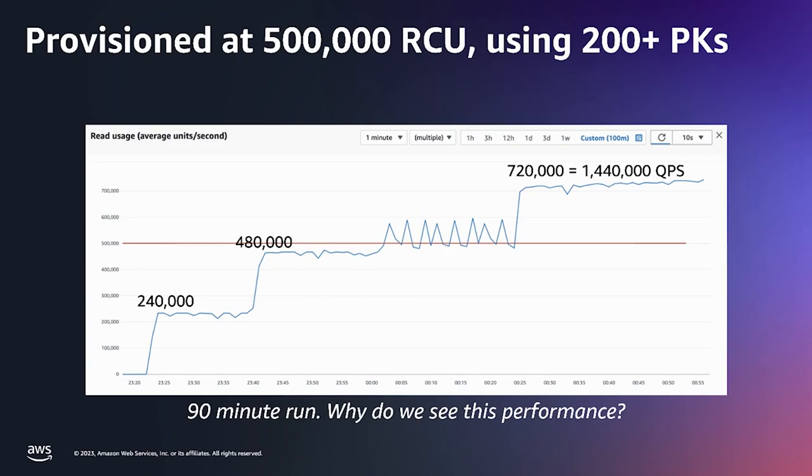Remember, you shouldn't plan for it. You ask for 500,000 RCUs, you get 500,000 RCUs. You do eventually consistent, we charge, you know, 500,000 RCUs to give you the million, but you might get a little bit extra. And so there's the 1.44 million queries per second.